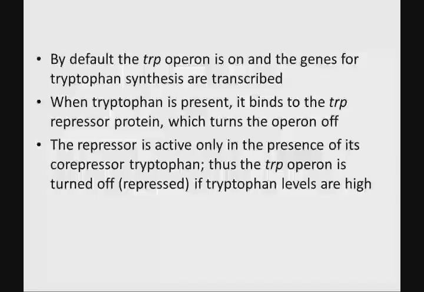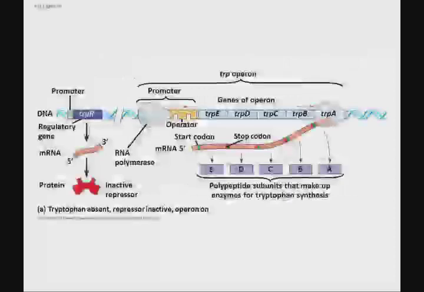But what we want to remember is that the trp operon, as we get specific, is by default on. Right? When tryptophan is present, it's going to turn things off because tryptophan is in fact the co-repressor of the repressor protein. It's going to bind to it, activate it, and allow it to bind to the DNA to say shut this thing down. Right?